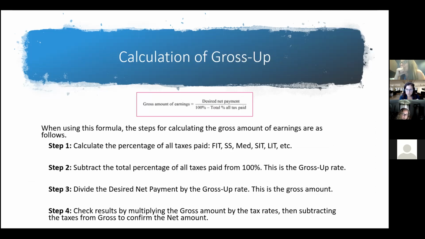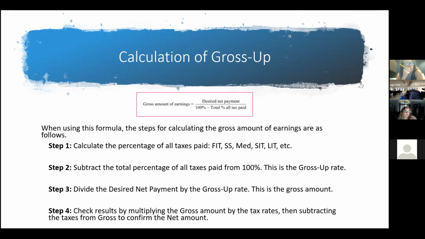Okay, so let's look at gross ups a little bit. Gross ups can be intimidating and scary, and sometimes we're really happy that our software does gross up calculations on our behalf and we don't have to do them by hand. But if you're taking the CPP exam, you do have to do them by hand. So the basic idea for a calculation of a gross up is the gross up amount is going to be equal to the desired net payment divided by 100% minus the total percent of all tax paid.